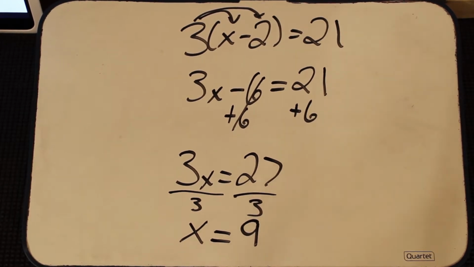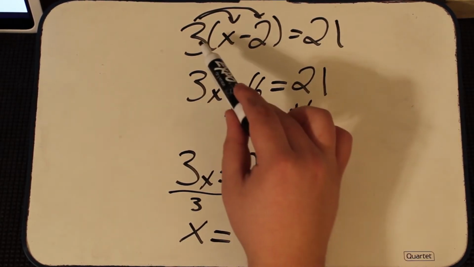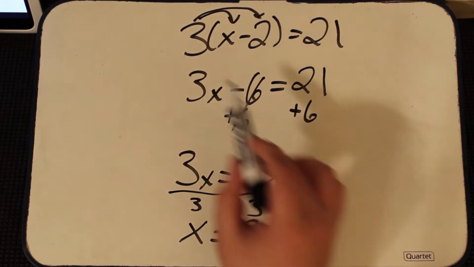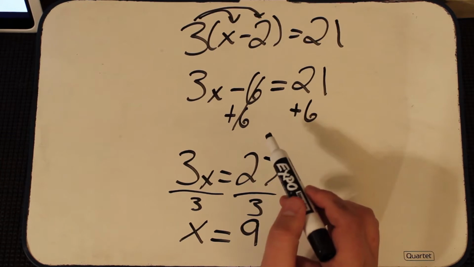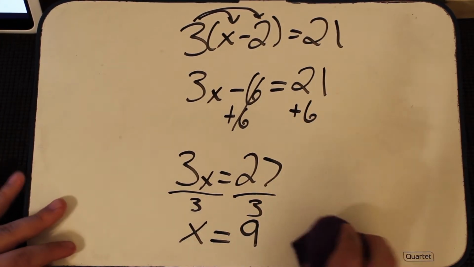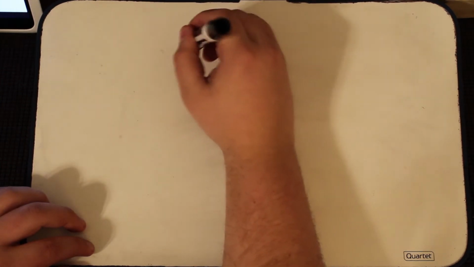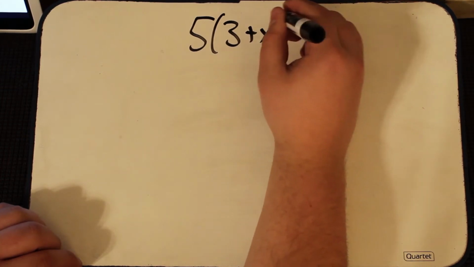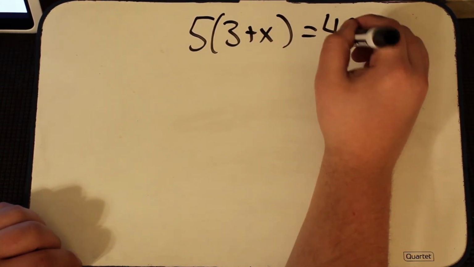So let's recap what we did. All we did was distribute this 3 throughout this x minus 2. We multiplied each term by 3, kept our sign since it was a positive 3, and then we solved it like a two-step equation. Add 6, divide by 3, and we ended up with x equals 9. Now, I want you guys to try this. Take a look at 5 times the quantity, 3 plus x, all equals 45.